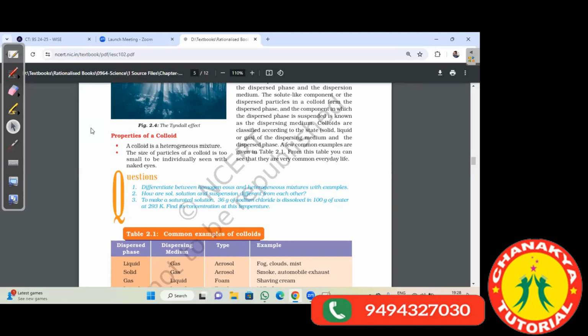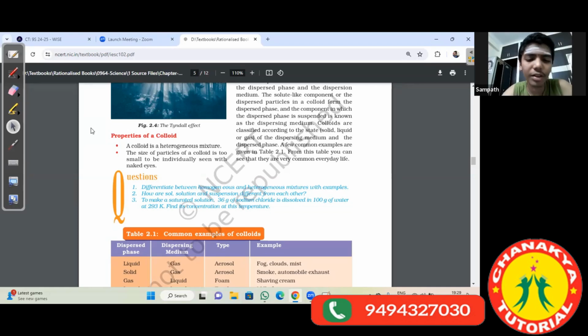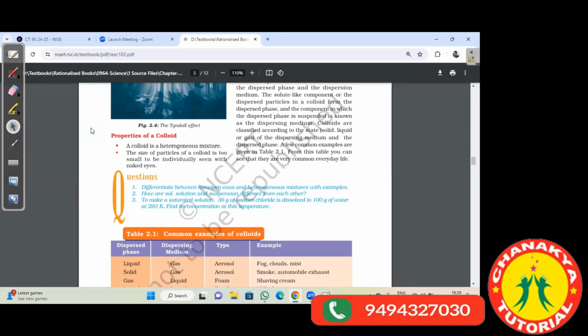Just anyone can answer. How are sol, solution and suspension different from each other? Anyone can think of what sols are? Sir, soluble solutions. No, sols are colloids where solid particles are dispersed in liquid. So sols generally refer to the colloids.